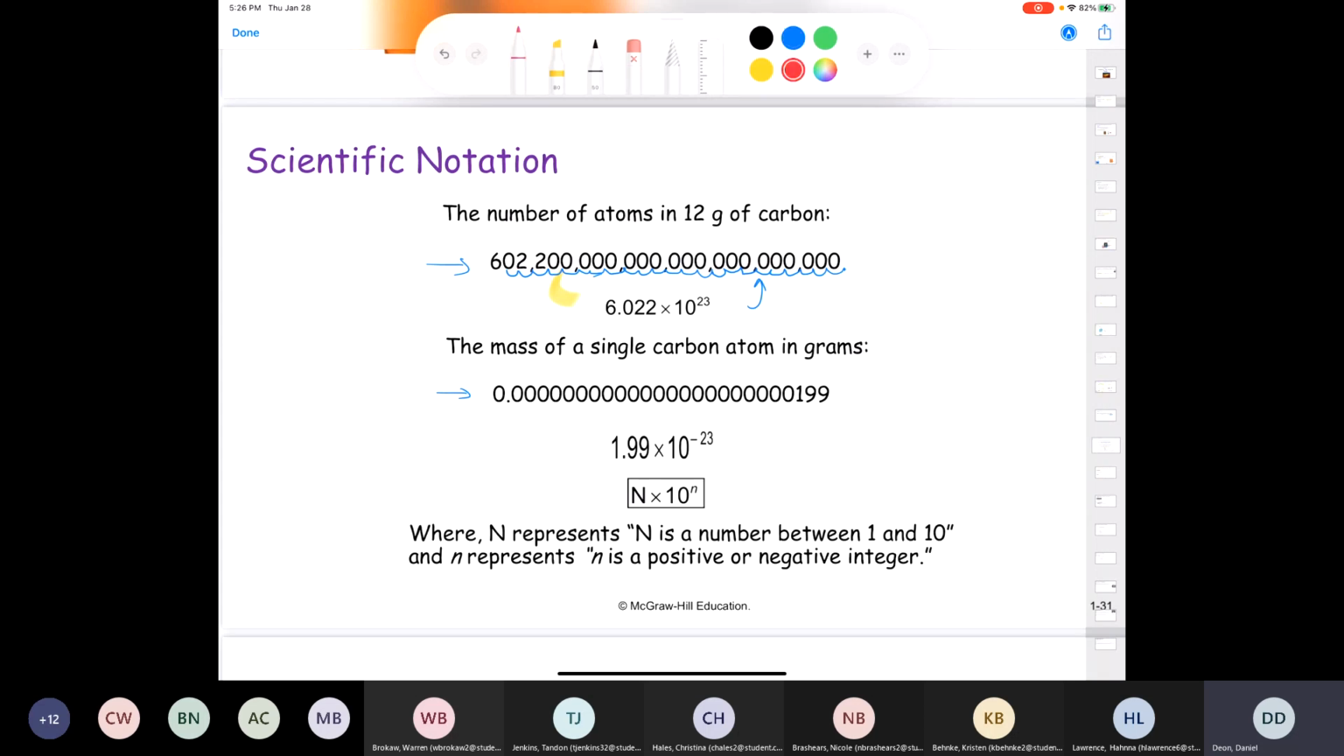Similarly, if I want to express a really small number, I'm going to move the decimal place to the right-hand side, 10 to the negative 1, 2, 3, 4, 5, 6, 7, 8, all the way down to 23. So I have 1.99 times 10 to the negative 23. All right, so what we do is we use n, where n represents a number between 1 and 10, and we can use 10 to the power of a positive or a negative number to represent a number that's greater than 1 or a number that's less than 1, respectively.